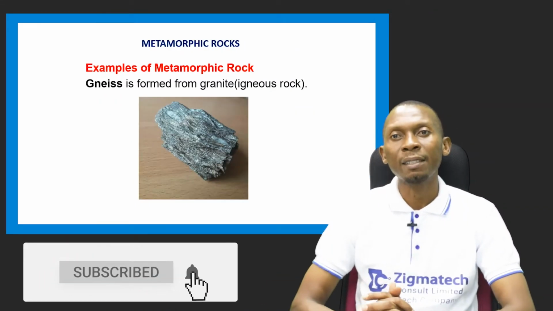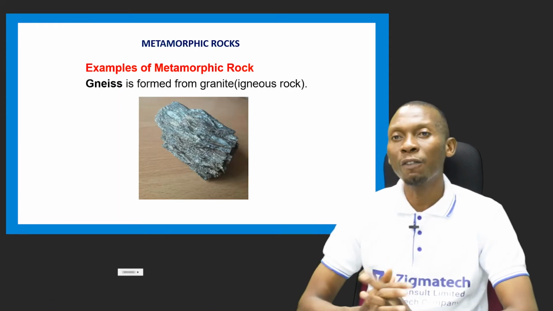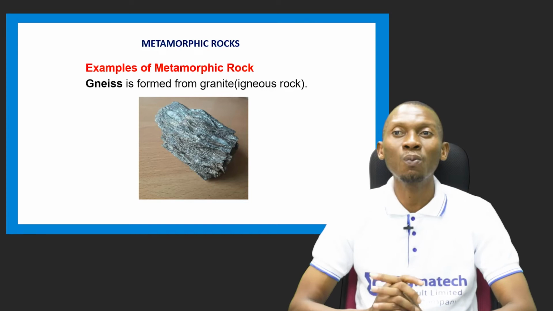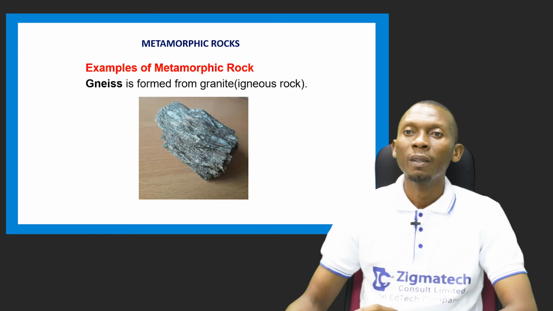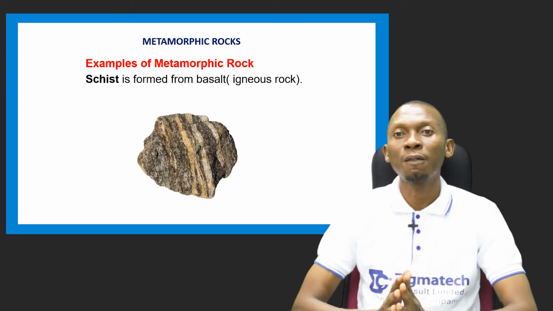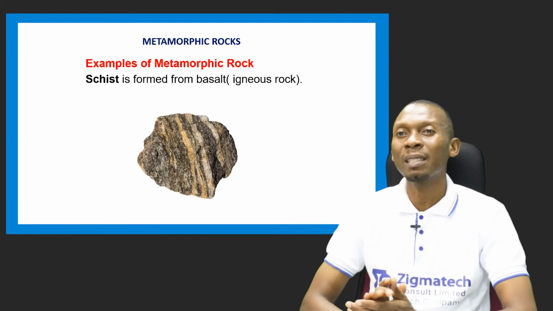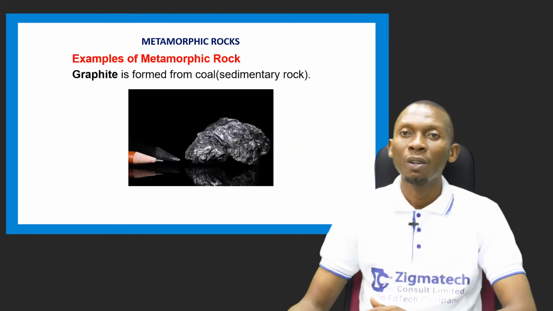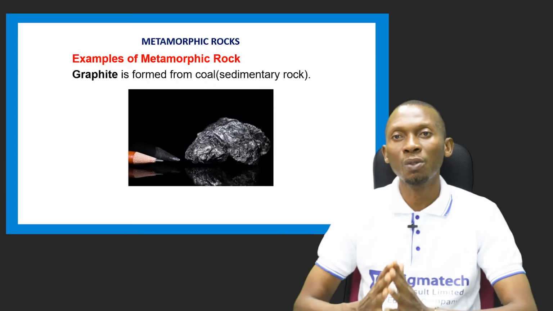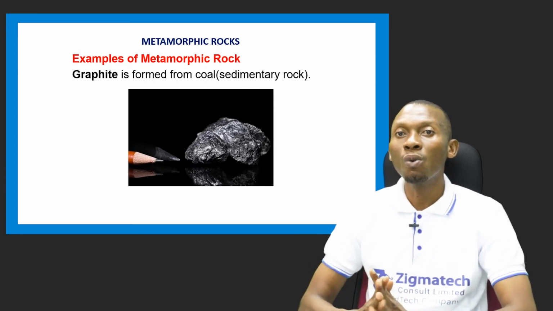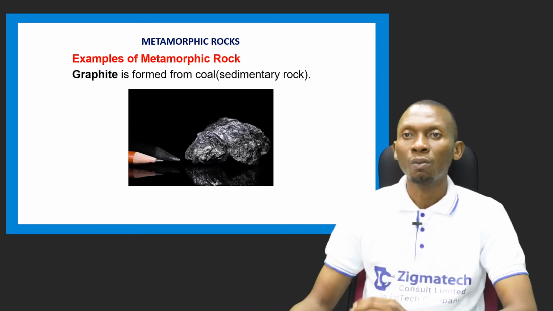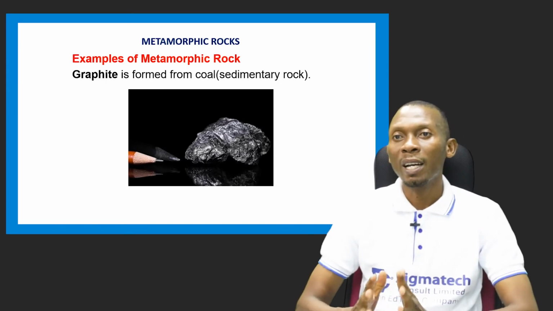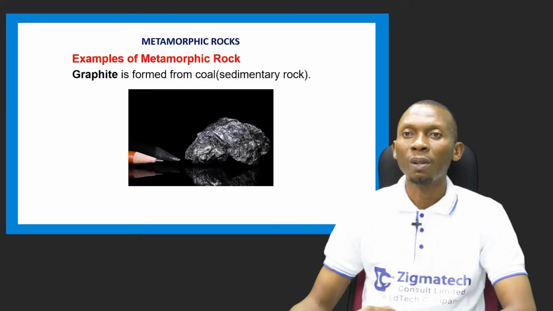We have gneiss, which is a metamorphic rock formed from granite, which is an intrusive igneous rock. We have schist, which is a metamorphic rock formed from basalt, which is an extrusive igneous rock. We have graphite, which is also a metamorphic rock formed from coal, a sedimentary rock, which is actually a carbonaceous, organically formed sedimentary rock.